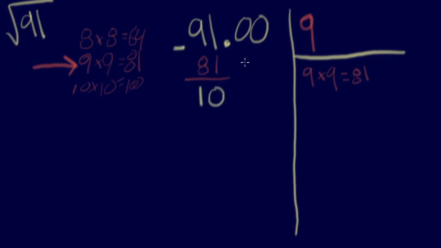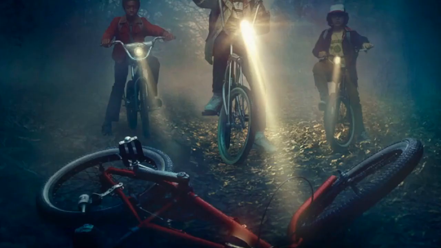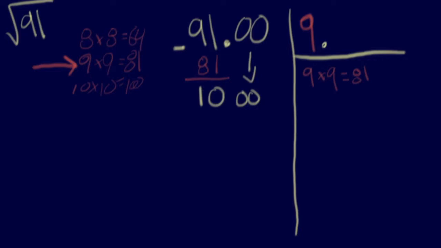And I'm going to bring down these pairs of zeros. That's really important. And don't forget, I had a decimal right there, so my decimal is going to go right here. Okay, now what? Whoa. Okay, so now what are we going to do? What are we going to do?